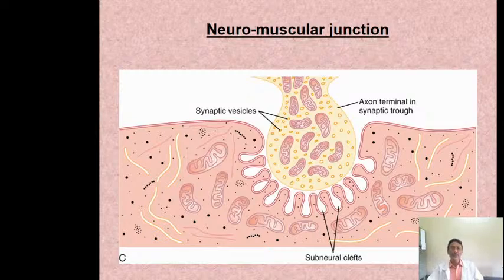So here is the neuromuscular junction, the NMJ, which is the synapse. This is the nerve fiber, this is the muscle fiber, the nerve fiber ending on the muscle fiber. This is the cleft, the subneural cleft, and this is the neuromuscular junction.